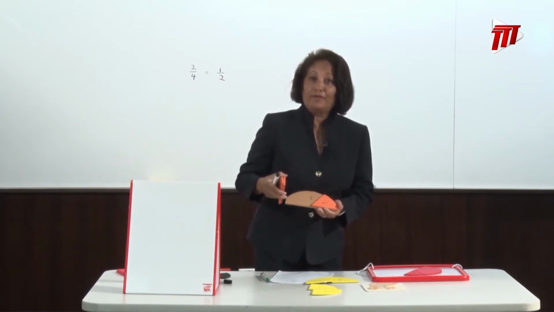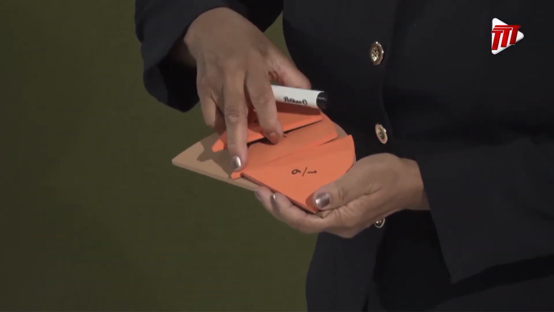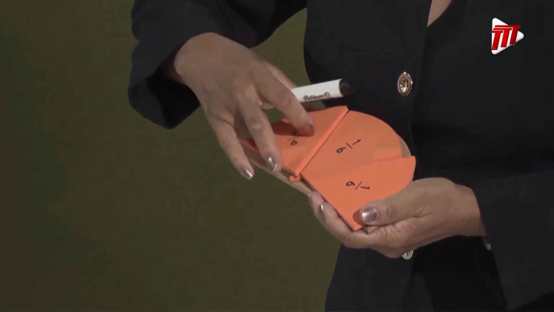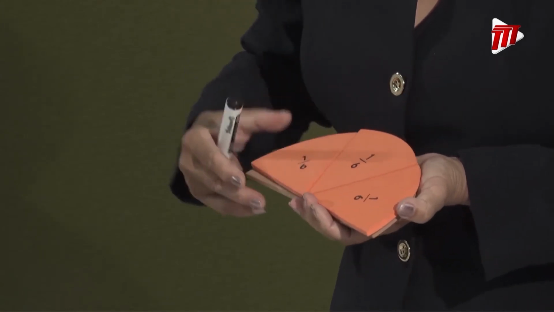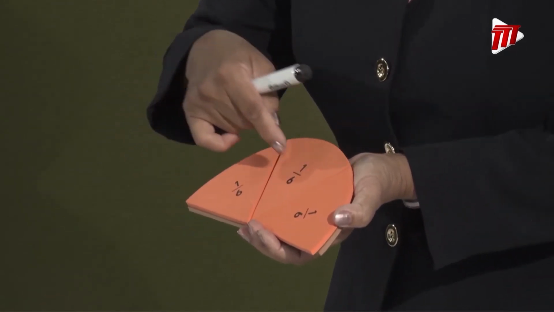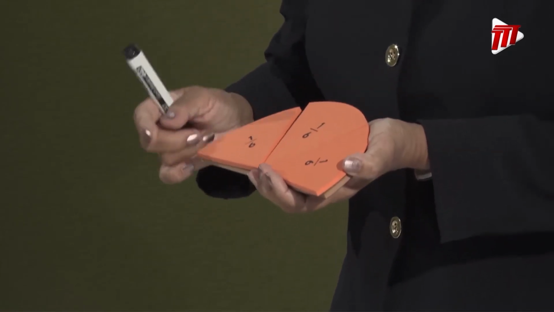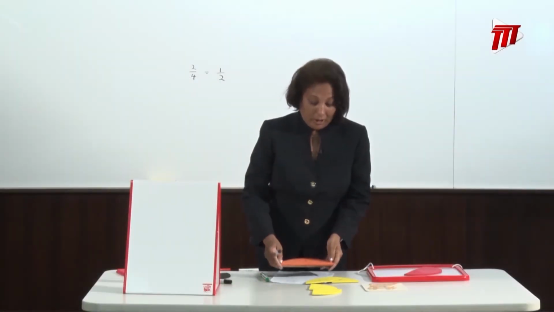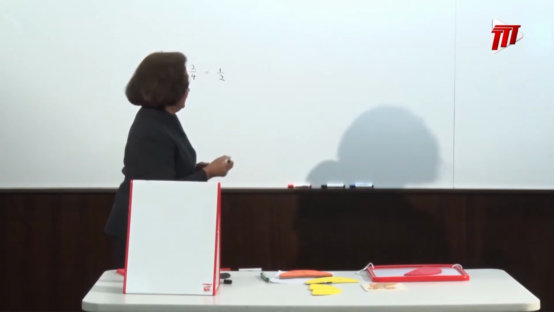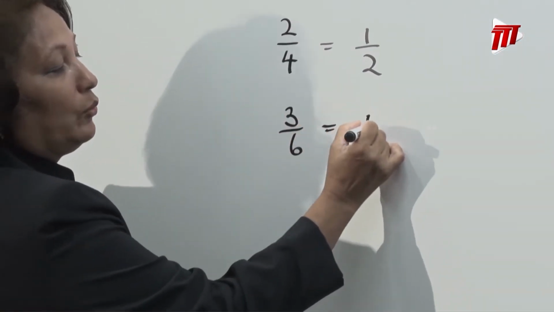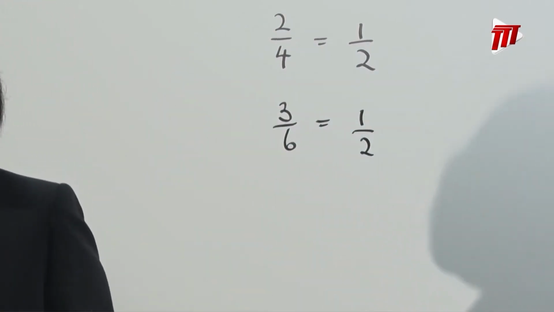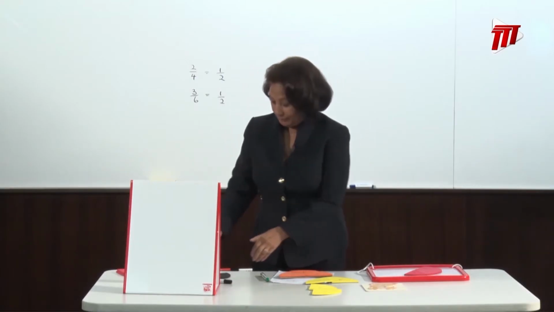What about if I take 6 now and try to find a number of 6 that would make a half? Okay, cool. So we get 1, 2, 3. 3 6 would be equivalent to a half. I'm going to write that again. So 3 6 is equal to a half.